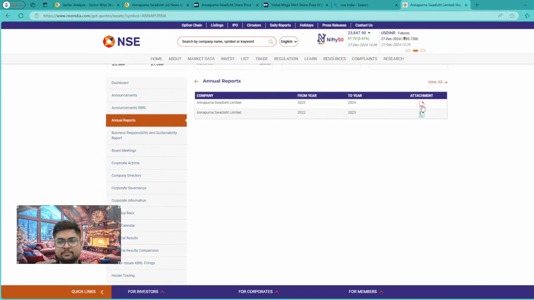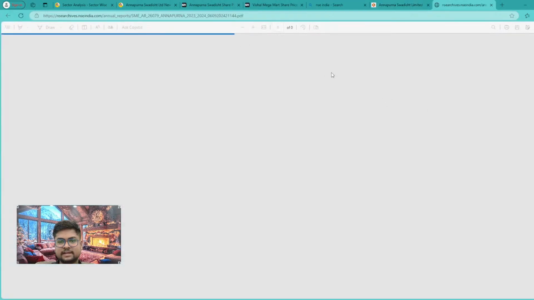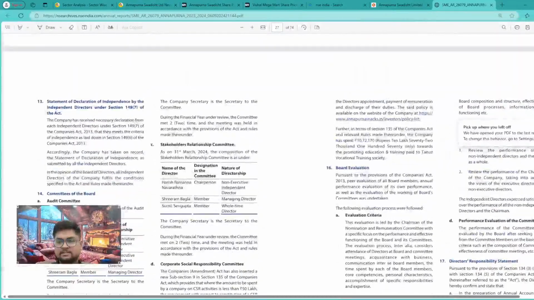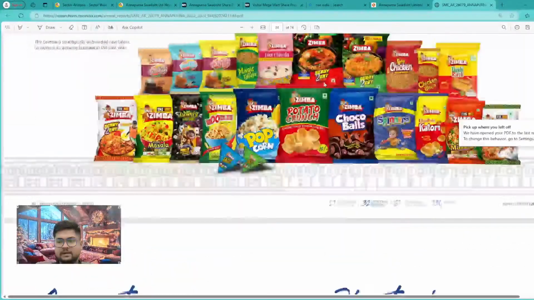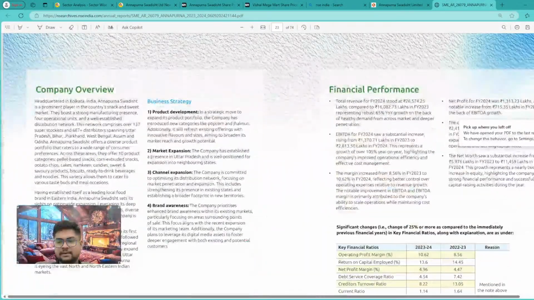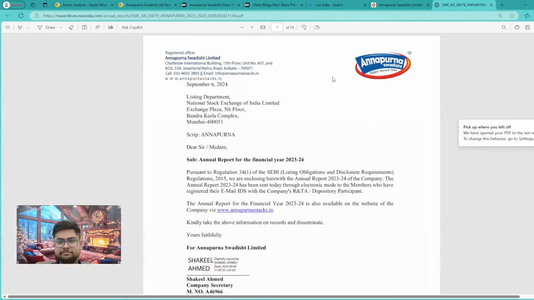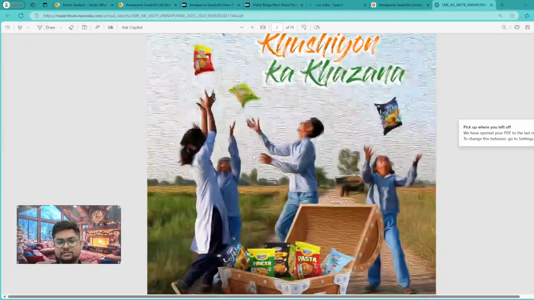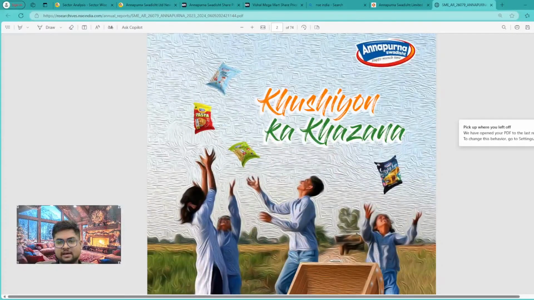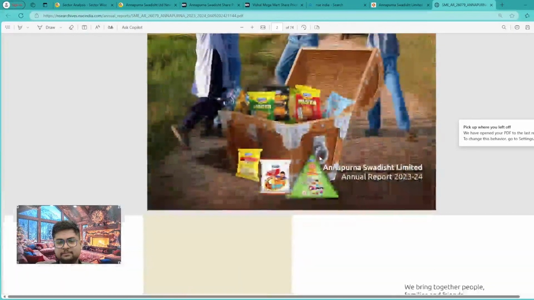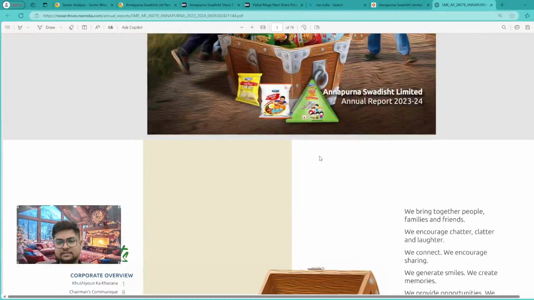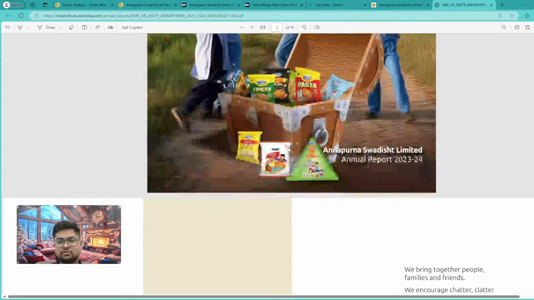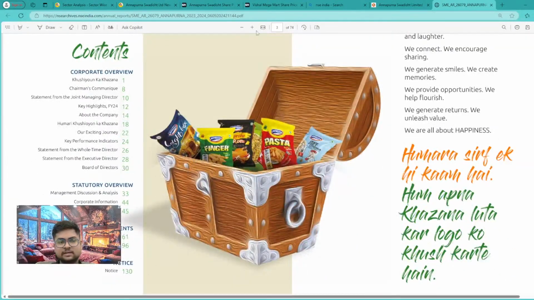If you look at the annual reports for 2023 and 2024, these are the annual reports we have for Annapurna. So just have a look at Annapurna, right? It states Swadist, Happy Mood Time, Khushiyon ka Khazana. So Annapurna has a motto, Khushiyon ka Khazana. If you look at the contents, it starts with Khushiyon ka Khazana till the financial statements and statutory overview.